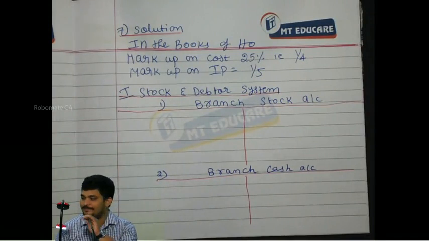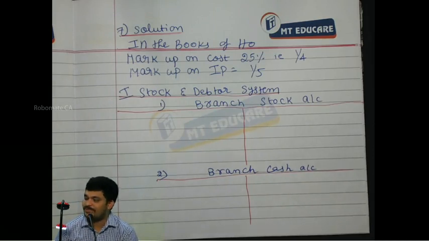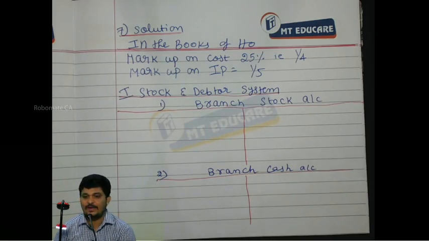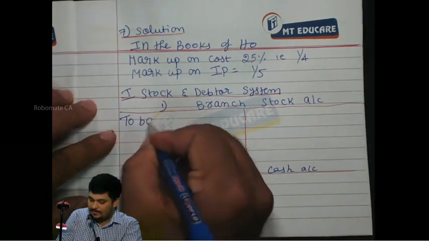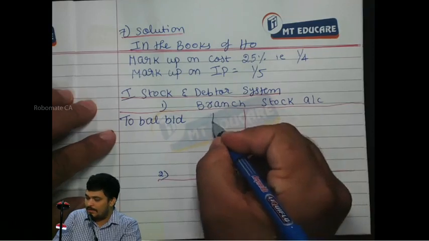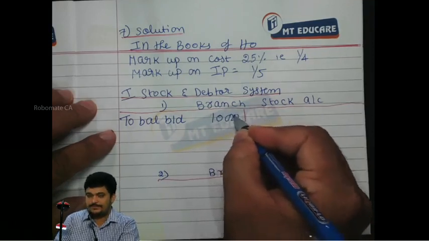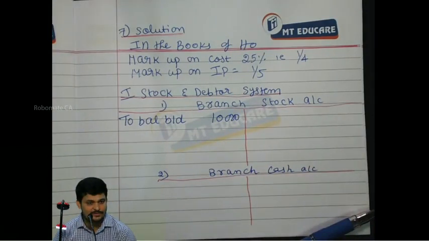Opening stock at branch at cost to branch. To balance brought down, 10,000. Any doubts?